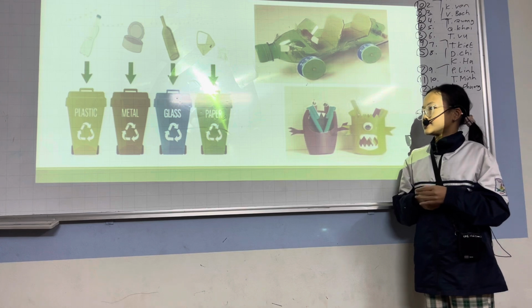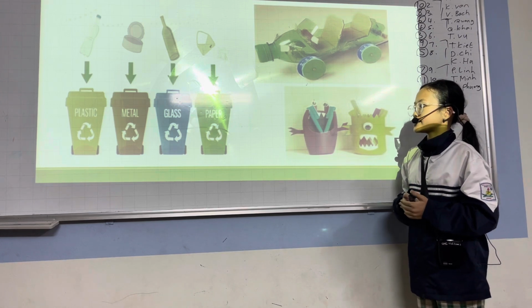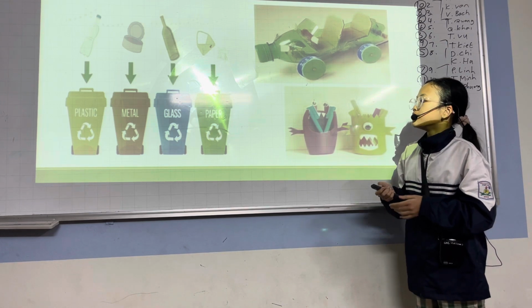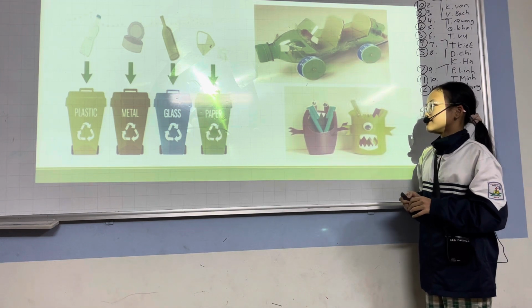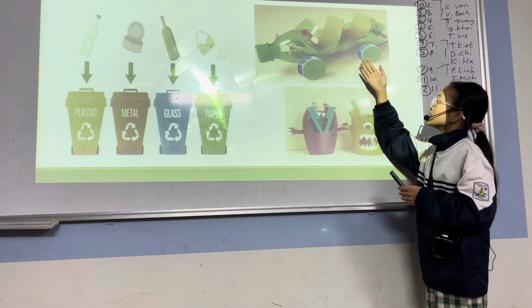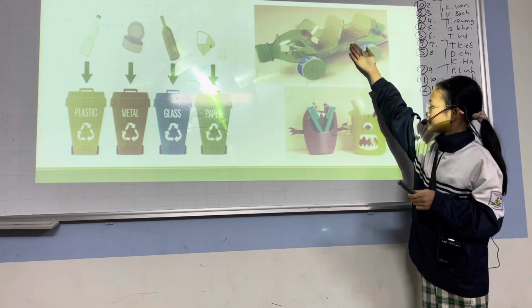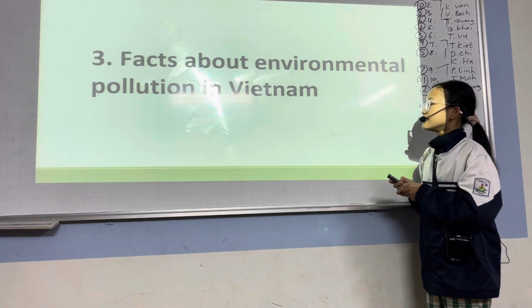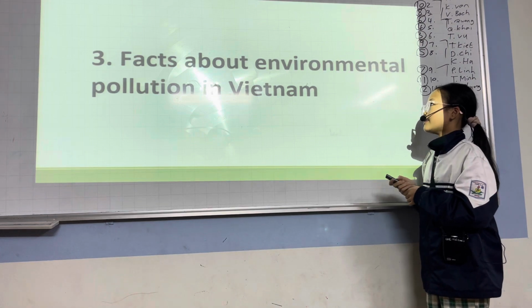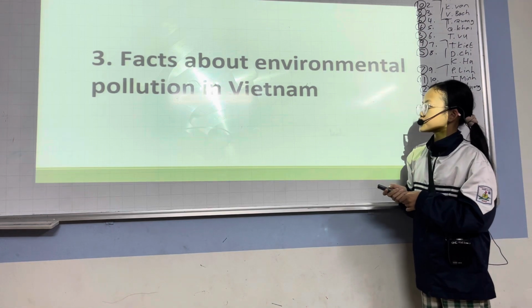But today I am telling you the 4 main recyclables: plastic, metal, glass and paper. There are a lot of things made from these, like this car made from plastic and paper, and this pen holder made from paper. Part 3, I will tell you facts about environmental pollution in Vietnam.